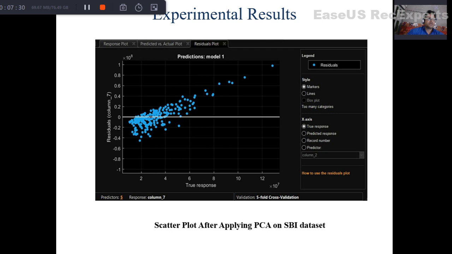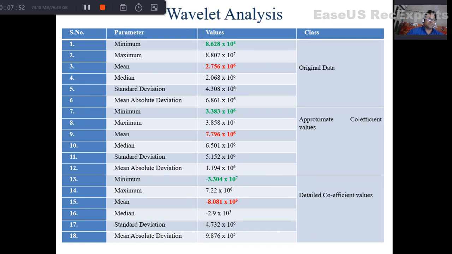Experimental results. These are the experimental results. After applying PCA, we can see fluctuating data has been removed and we get linear regressive data, and this is the data after applying PCA. And in wavelet analysis, we can see the original data and approximate coefficient data are almost the same, but the detail coefficient data are totally different. This is the noisy data which is discarded.